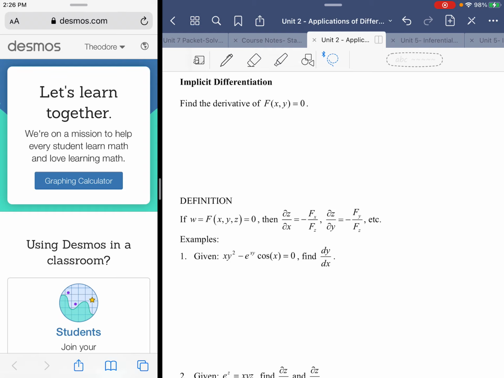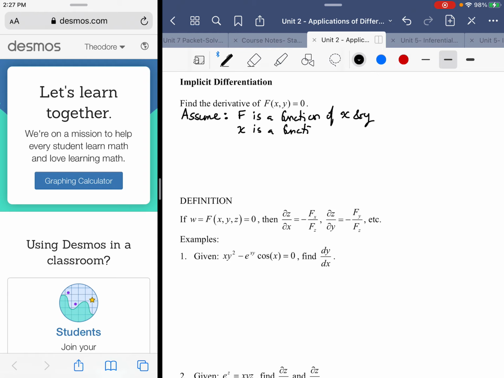Right? So the first thing that we'd have to assume is that, based on the notation, it's logical that f is a function of x and y. We'd also have to assume that x and y themselves could also be functions. All right? So x is a function, and so is y.